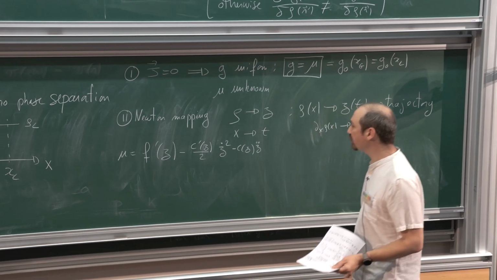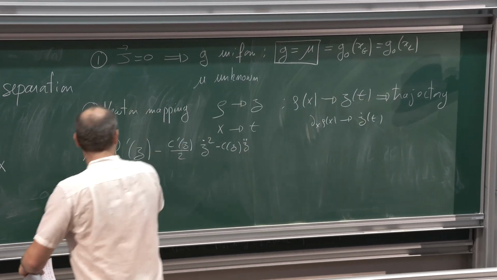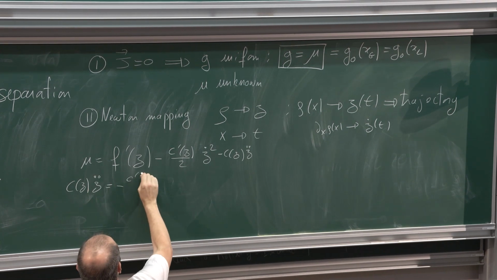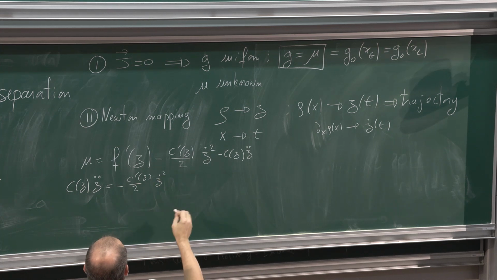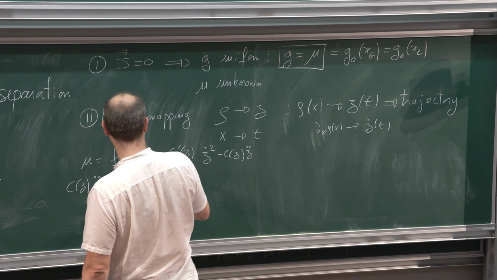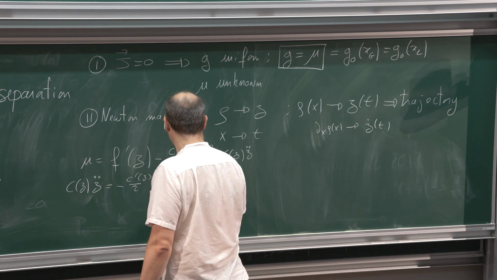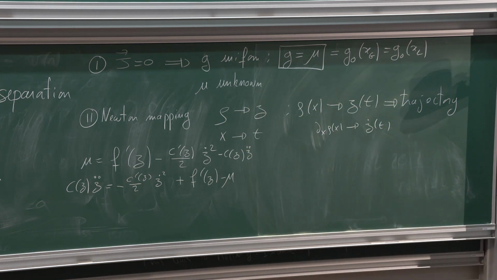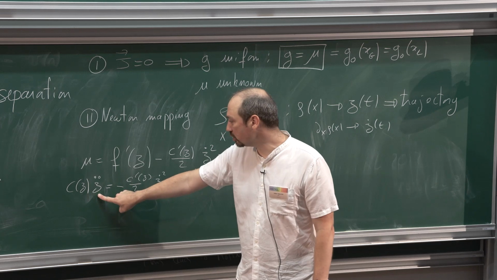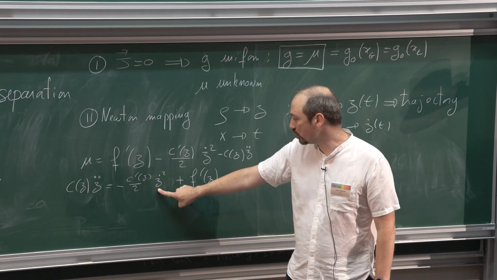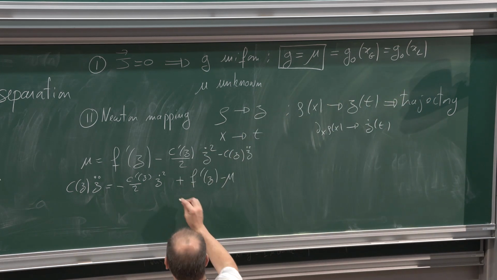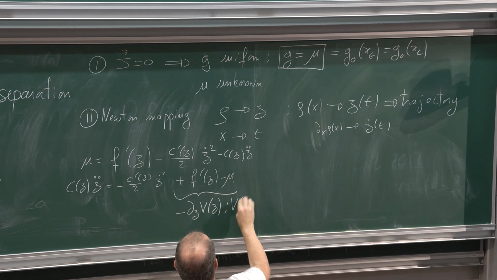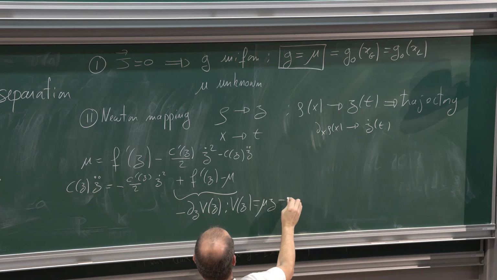And that's it. And so this is something that you like, because I can put the c on the other side. I get c of z, z double dot, equal minus c prime of z over 2 z dot square, and then I have plus f prime of z minus mu. And this is classical mechanics. That's mass times acceleration is equal minus the damping times the nonlinear friction minus the derivative of an effective potential. So this, I can write it as minus dz of v of z, with v of z being mu z minus f of z.